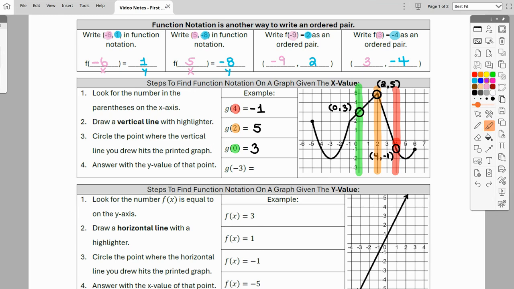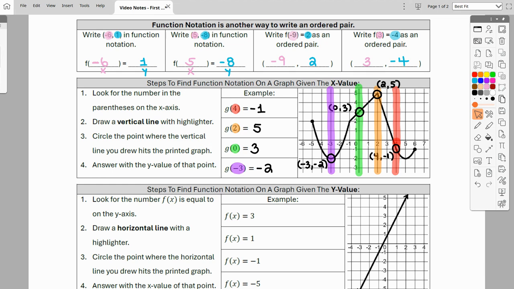Last one, we find -3 on our x-axis, and I draw a nice vertical line, circling where that vertical highlighted line meets my print in my graph. That is at -3, -2. Answering with the y value, -2 for my answer there.